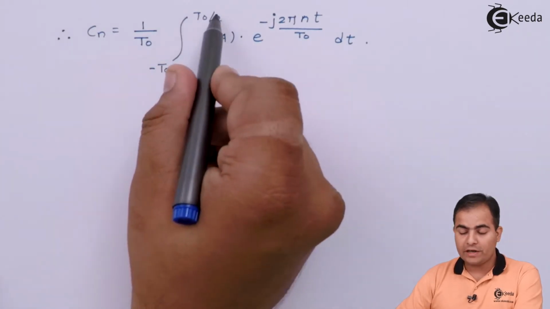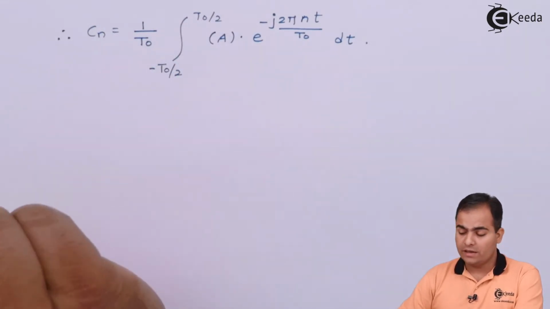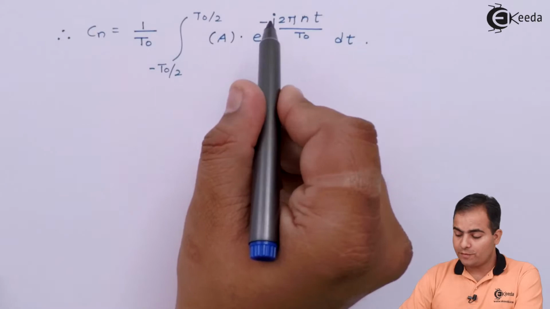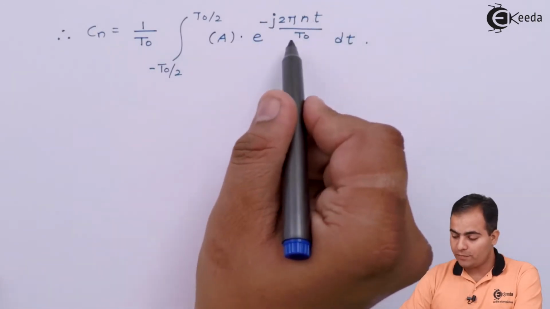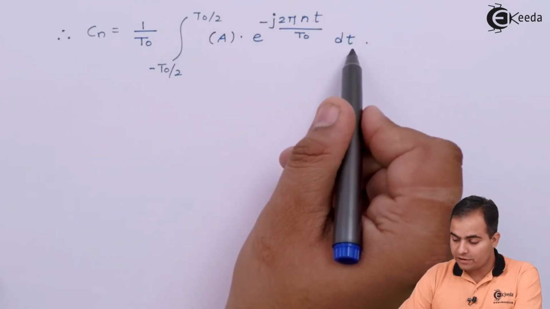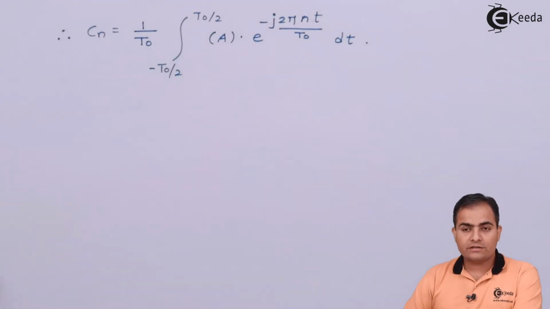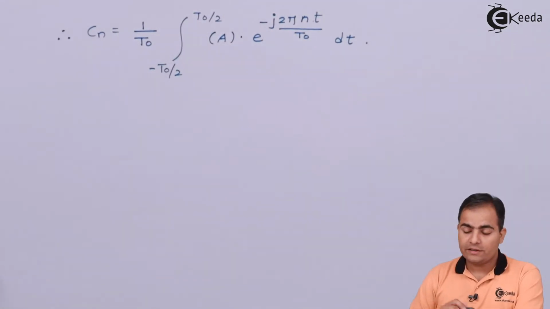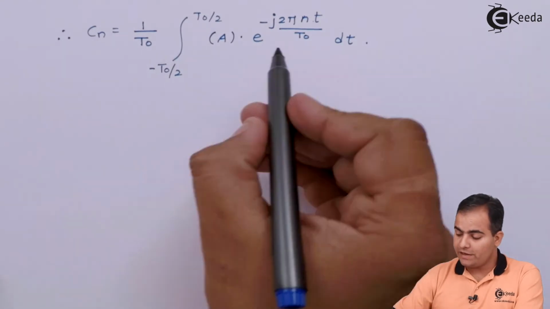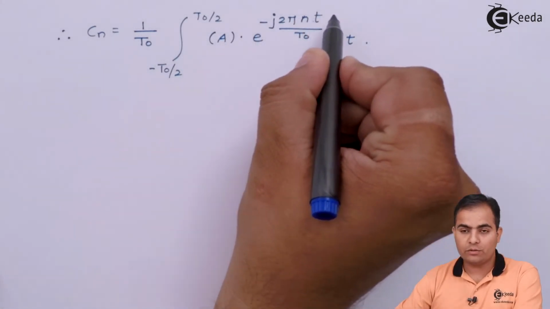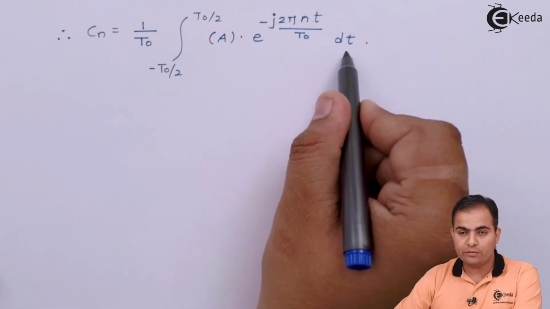Here I have substituted my x of t value, which is a, because in the time period from minus t naught by 2 to t naught by 2 we have that amplitude a, and it is multiplied with e to the power minus j 2 pi nt upon t naught, and we are going to integrate with respect to time t. Now, a is a constant, so I will take it outside of this integration and we will integrate only e to the power this whole part, with respect to t.